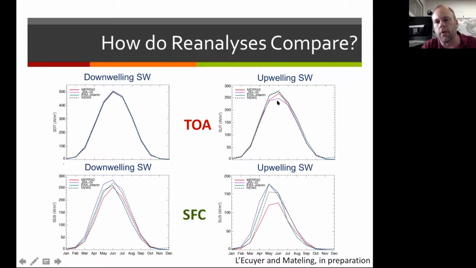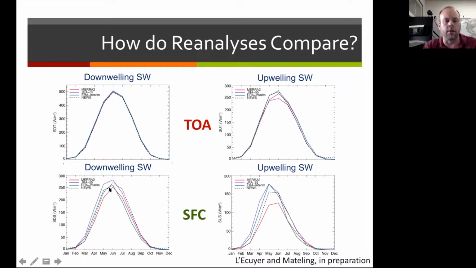But the upwelling shortwave radiation at the top of the atmosphere, the reflected shortwave, actually agrees reasonably well between the products too. There's maybe a 20 watt per square meter spread right in the heart of summer. But over the course of the year, there's not too bad of a bias here between the various products at the top of the atmosphere.